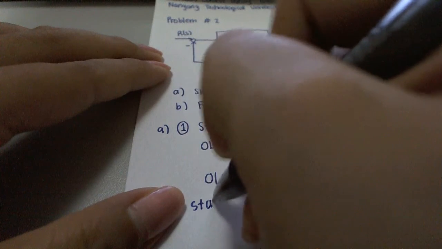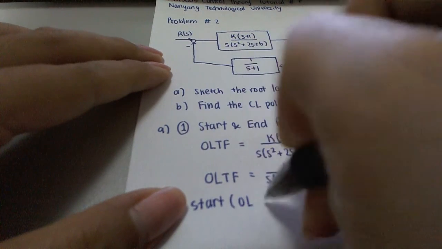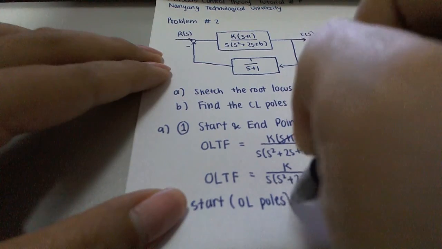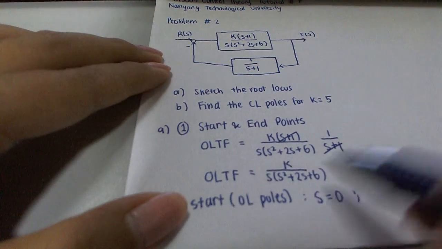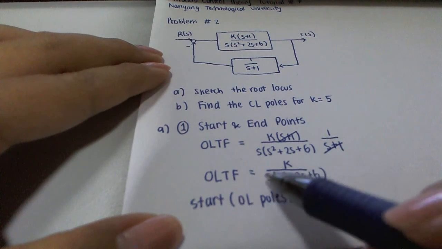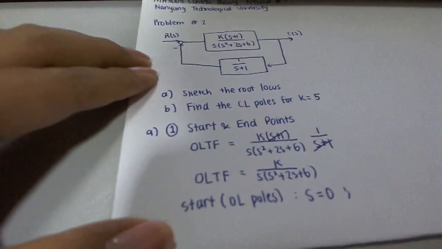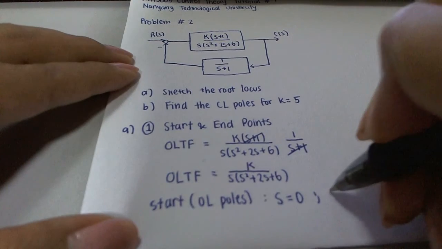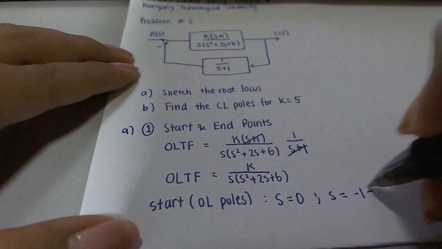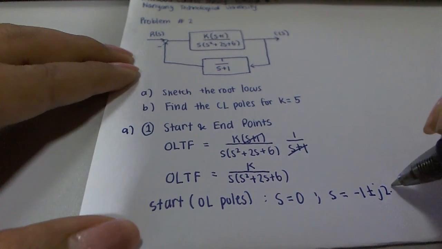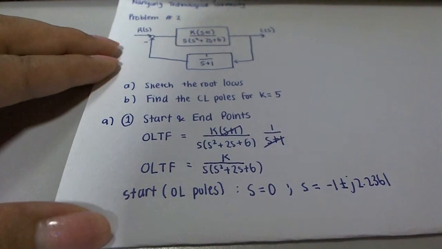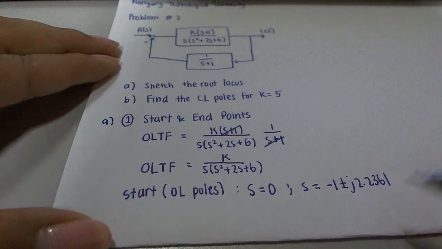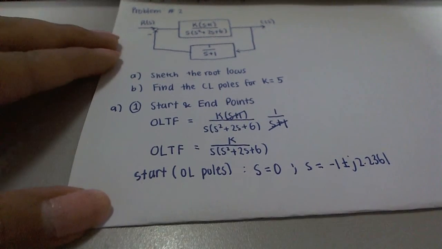So we can identify our zeros and poles for this open loop transfer function. The starting points are at the open loop poles. By solving the denominator equal to 0, we get s equals to 0 and s equals to minus 1 plus minus j 2.2361. So those are our open loop poles or our starting points.